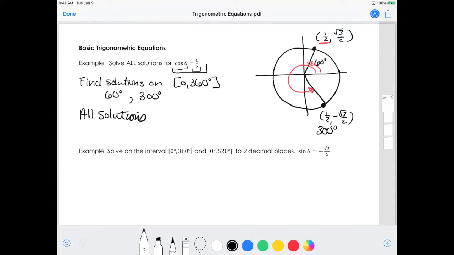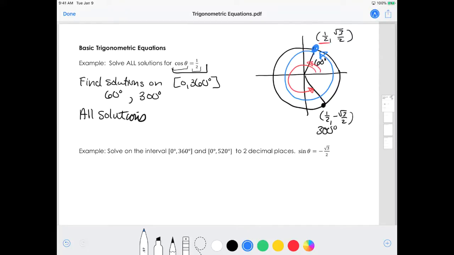So if I'm asking for all solutions, I have to take into consideration that I can make multiple rotations. If I start at this point here, at the terminal point at 60 degrees, and I add another 360 degrees to that, I'm going to still land in the same spot. I'm still going to have a terminal point with an x coordinate of 1/2. And then I can add another 360 degrees to that. Or I can even subtract 360. Any coterminal angle with 60 degrees would give me an x value of 1/2 of that terminal point.